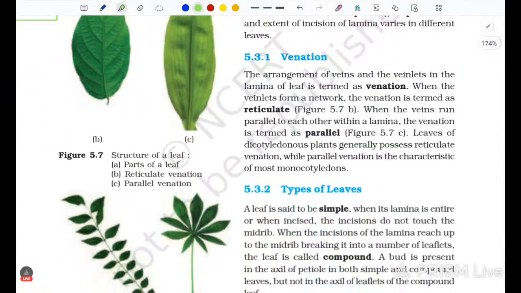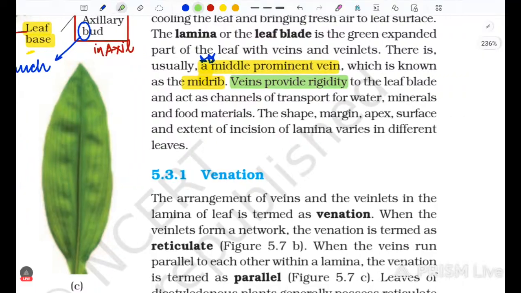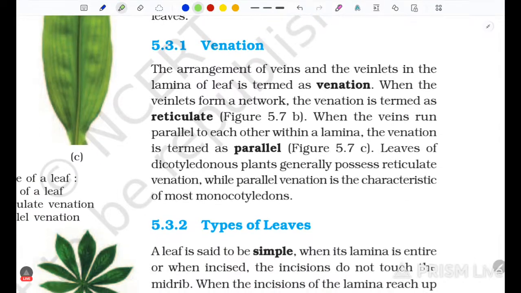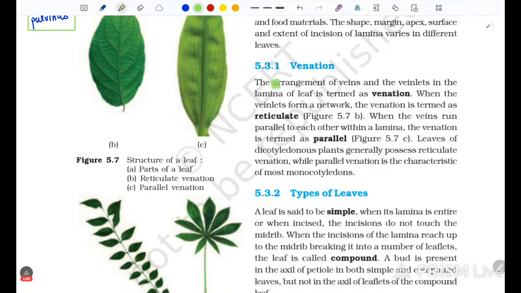Coming on to the next part, which is called venation. But before going to venation, let me tell you that the shape, margin, apex, surface and extent of incision of the lamina differ, but not many questions come from this, so we will not give more weightage to it. Coming on to venation, I hope it is there in the new NCERT. So remember, venation is the arrangement of veins.